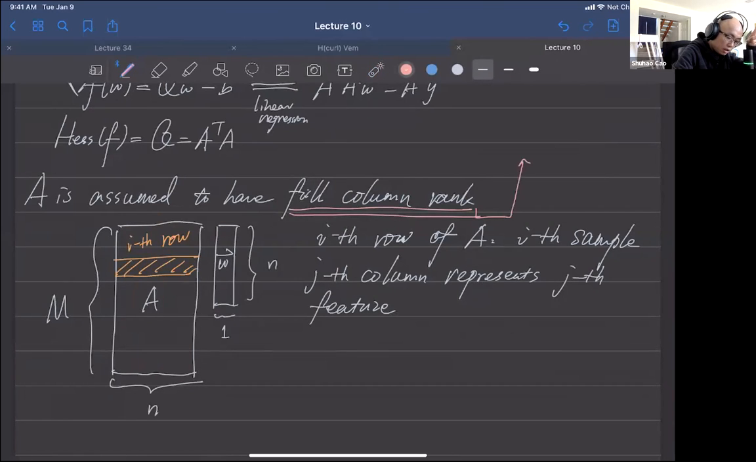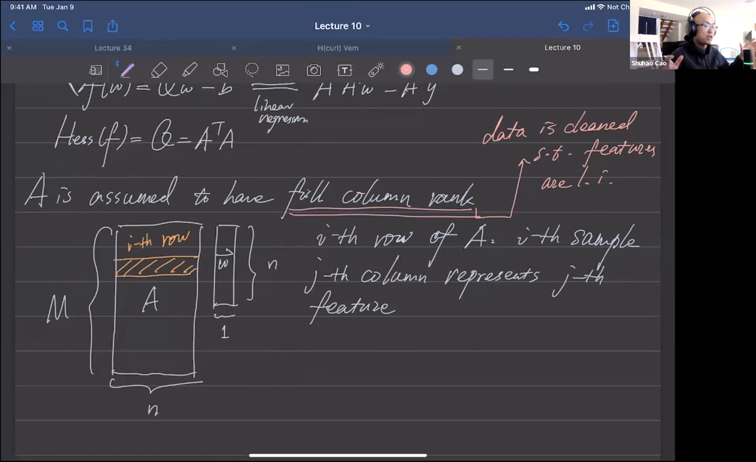So this means the data is cleaned such that features are linearly independent with other features. So we don't have repetitive features. For example, if we went to Kaggle to take any tabular data competition, we'll see that many of the features are actually linearly dependent. They are essentially categorizing the samples using repetitive criteria. I don't have a very good example right now, but in real life, the data are not this good. So this is the ideal case. A is our cleaned data matrix.